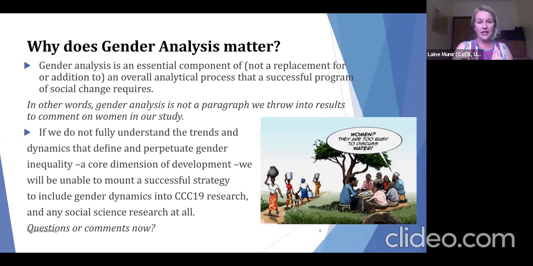So number one, gender is not accounted for in our analysis. Gender is accounted for from the very beginning of research planning and during data collection throughout. So it is an essential component. I don't like the term gender lens or gender sensitivity because it makes it seem like gender is something you think about afterwards, and that's not what we want.